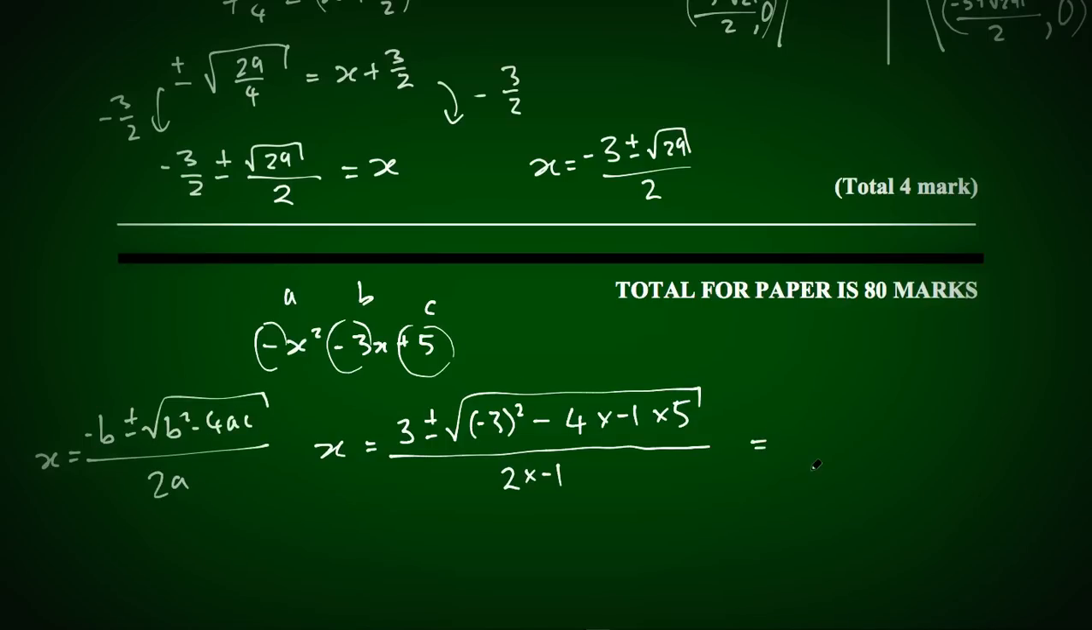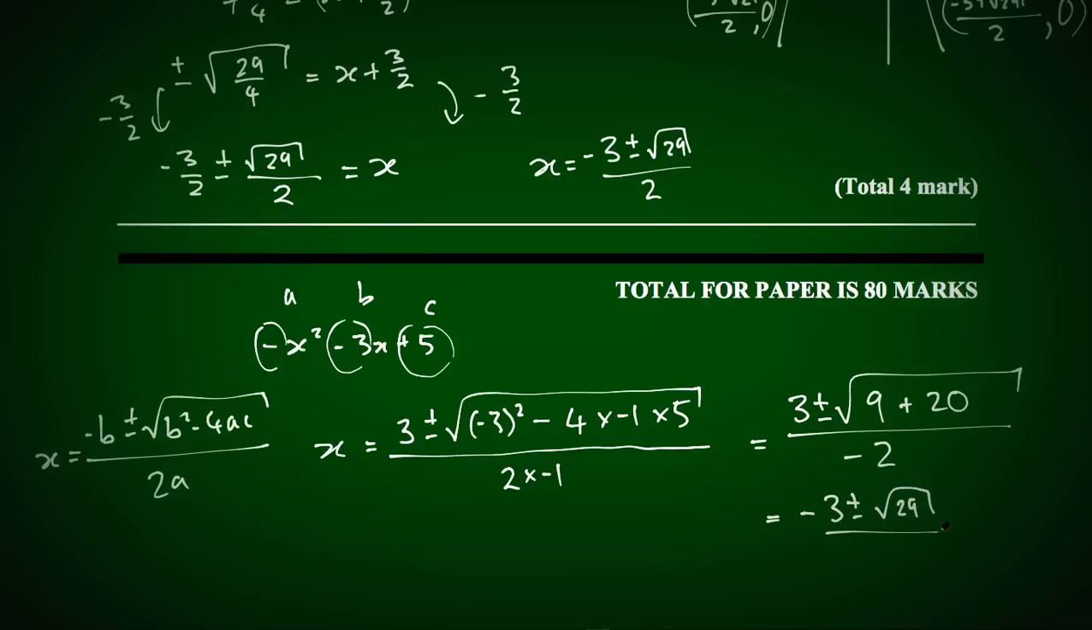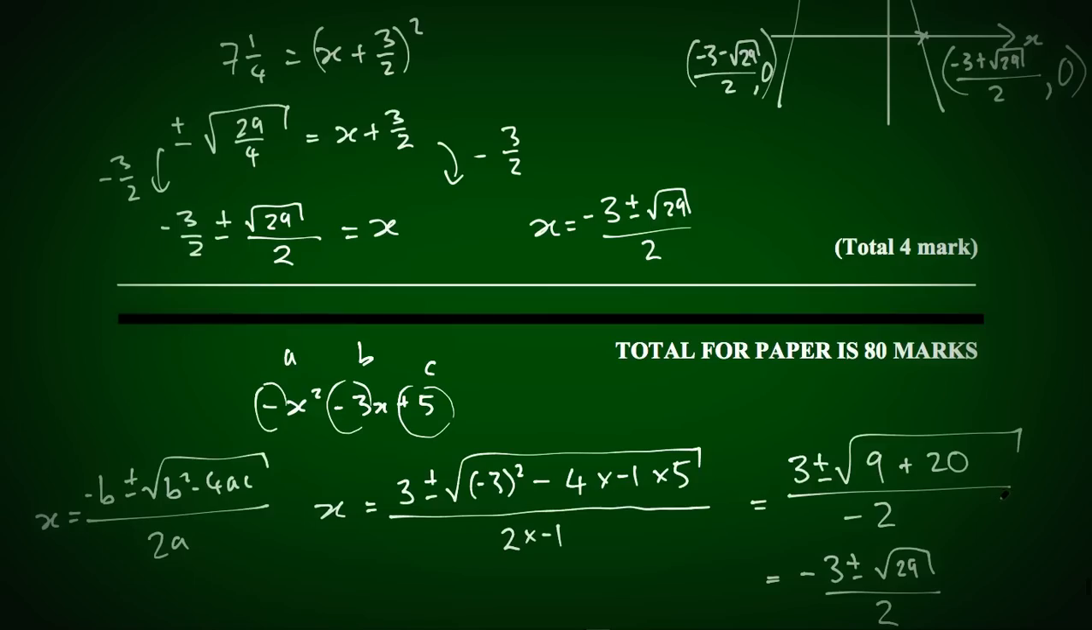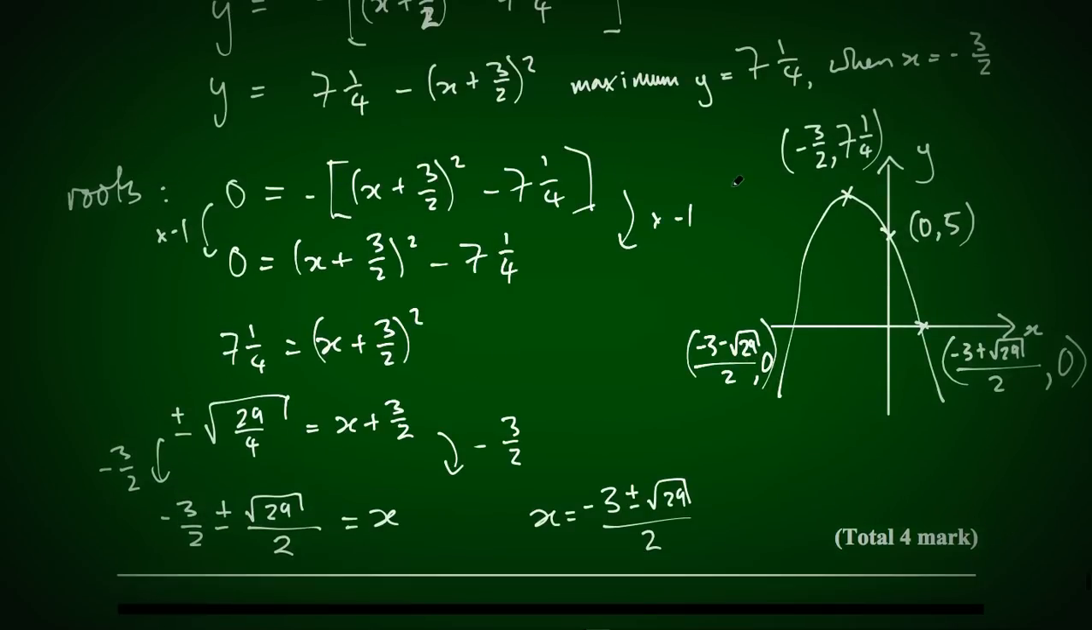So when I do that, again, a non-calculator paper, so I do have to do all of this in my head, but it's not too difficult. 3 plus or minus 3 squared is 9. Minus 4 times minus 1 is plus 4 times 5, which is plus 20, over minus 2. So that gives us the minus 3 bit, plus or minus root 29 over 2. And that may well be the easier way to find the roots. The reason I didn't do that straight away is because I'd already done the completing the square here in order to find the maximum point.